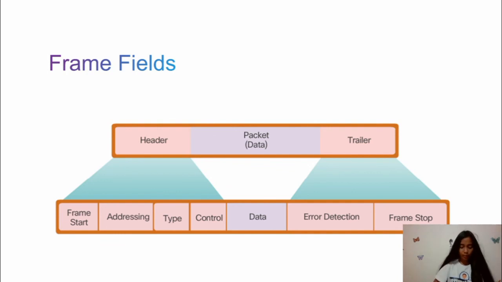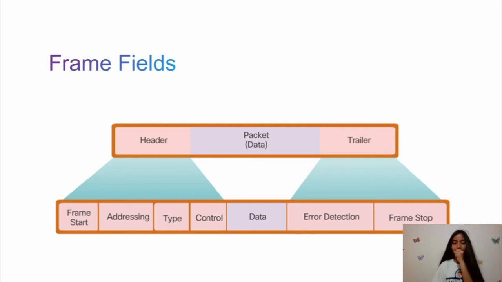So let's proceed to the frame fields. We have the header, the packet or the data, and the trailer. For the header we have frame start, addressing, type, and control. And for the trailer we have error detection and frame stop.